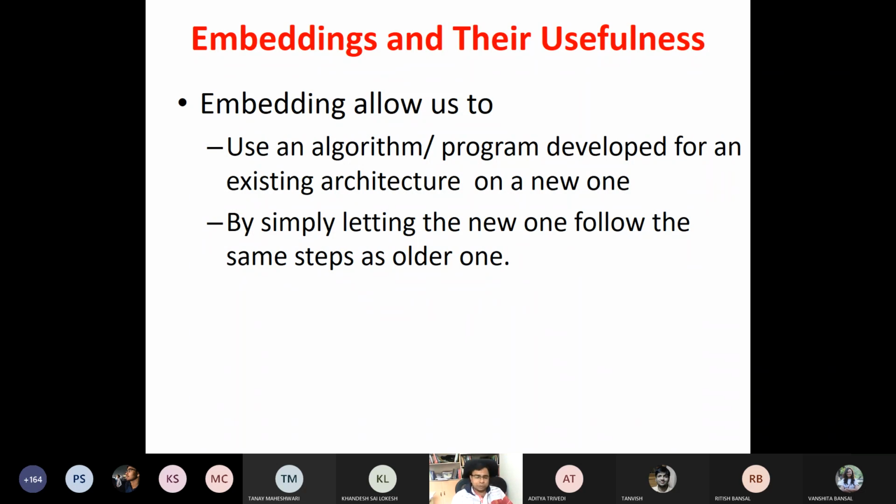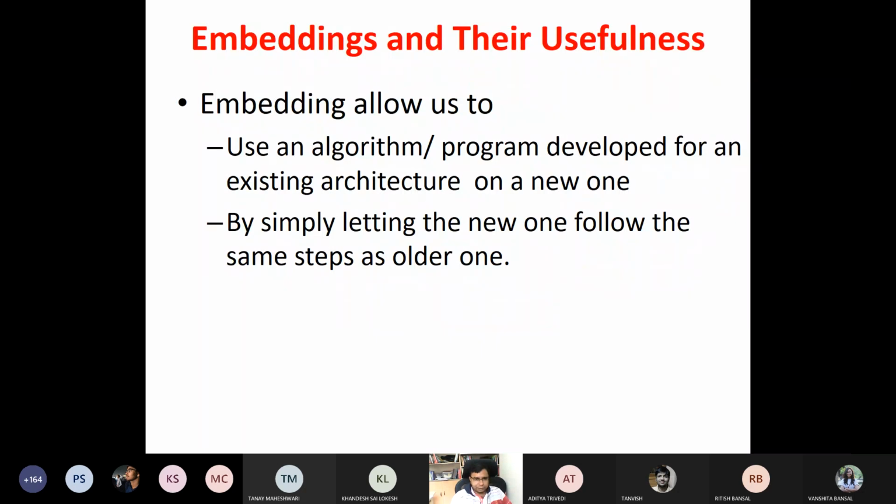on a new one. Suppose you have developed an algorithm for a tree, a tree kind of interconnection topology, so computers are connected in a tree pattern. We have developed the program to work efficiently in tree format, and then we want to run the program on a mesh architecture or some other architecture. How to do it? Use an algorithm or program developed for an existing architecture on a new one by simply letting the new one follow the same steps as the older one.